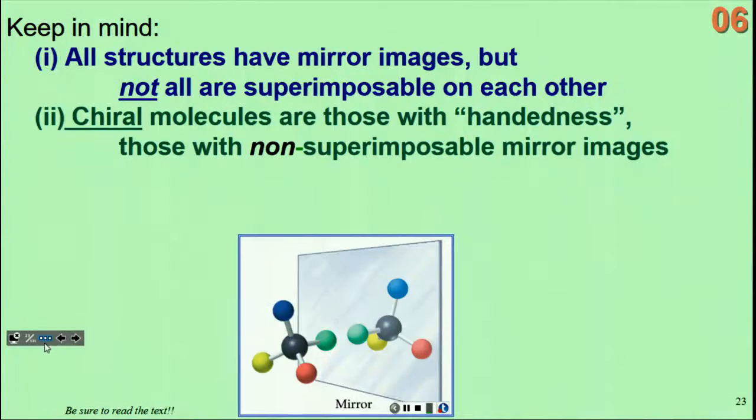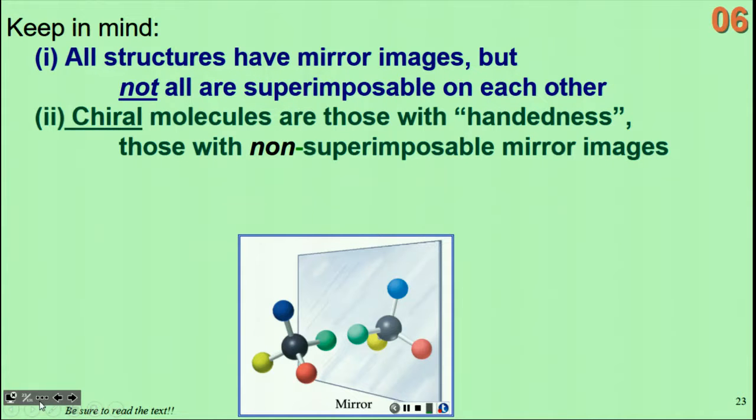Chirality takes some getting used to, so we have to talk about it and keep making sure we get the ideas put together. All structures will have mirror images, but not every structure has a superimposable or unique mirror image. Like if you had two ordinary pencils, one is the mirror image of the other, but they're exactly the same. If you put one on top of the other, there's nothing different.